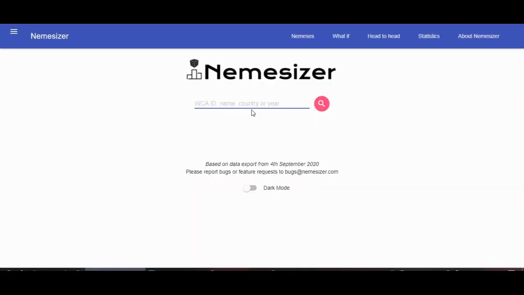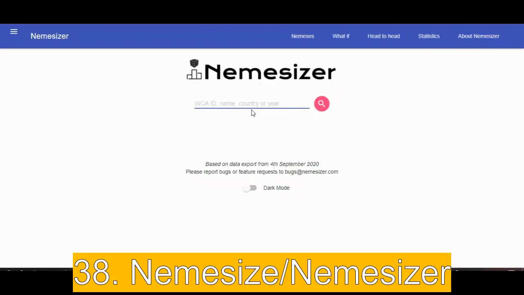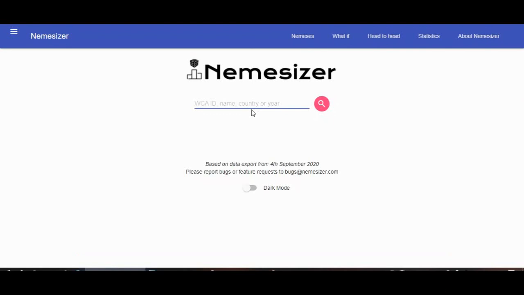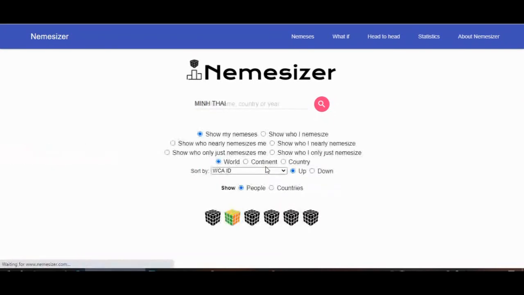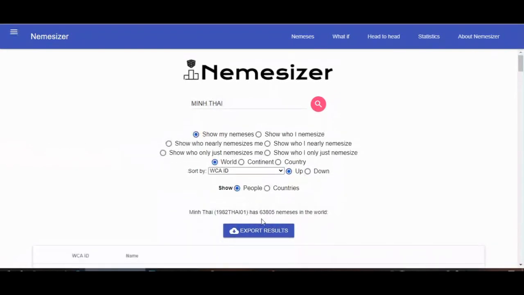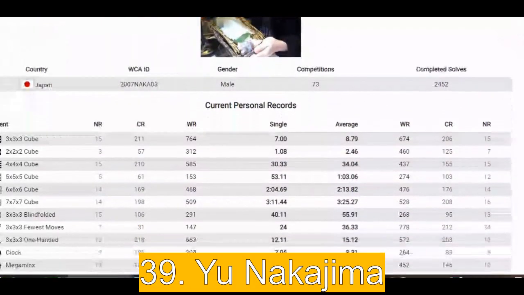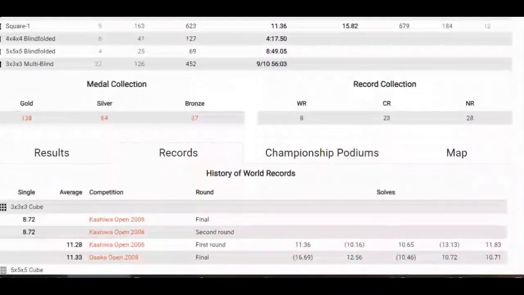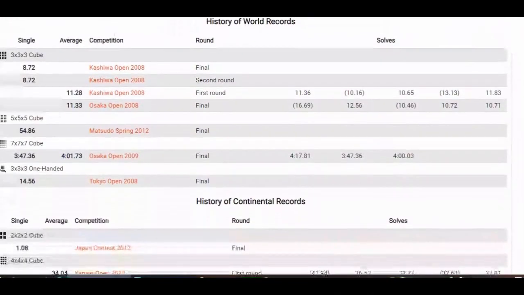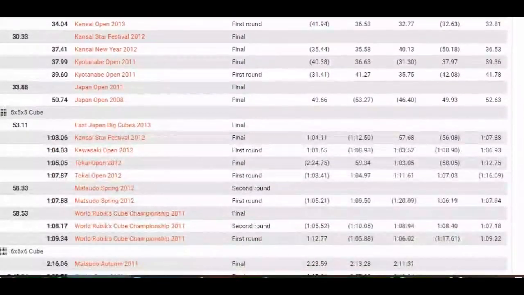Next we have Nemesizer, which is a website that allows you to compare cubers to each other and find out who Nemesizes who. Nemesizing someone means having better PRs than them in every single event. Nakajima is one of the most legendary all-rounders in history, and although he stopped going to competitions in 2014, he was not Nemesized by anybody until very recently.